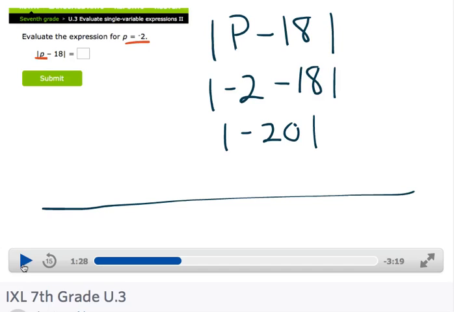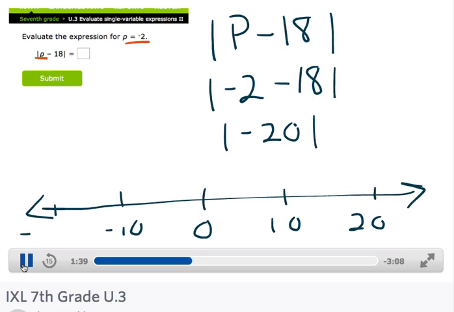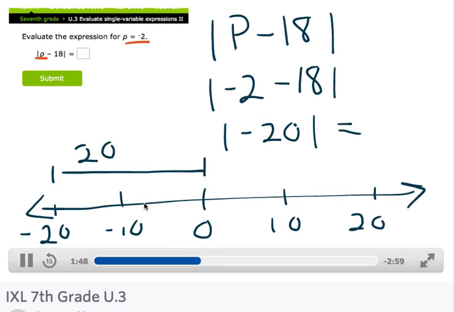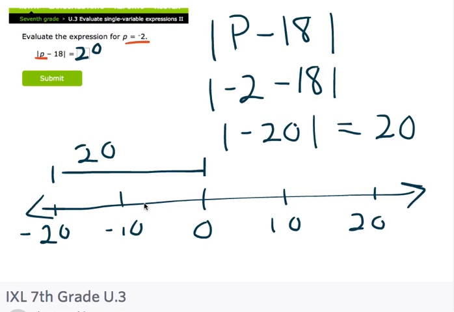Now the absolute value means the distance from 0. So I'm going to make a number line to show 0, and we'll just count out by tens, 10, 20, both directions. And notice how the negative 20 is the same distance from 0 as the 20. Well, in my sketch, it isn't exactly the same distance, but it should be. So from negative 20 to 0 is 20 units. So the answer with absolute value is always positive. So that would be 20.